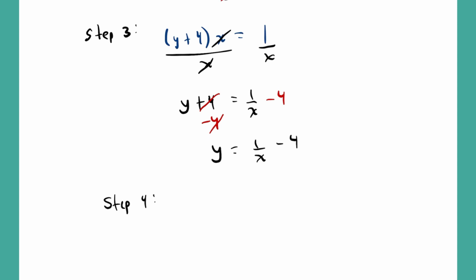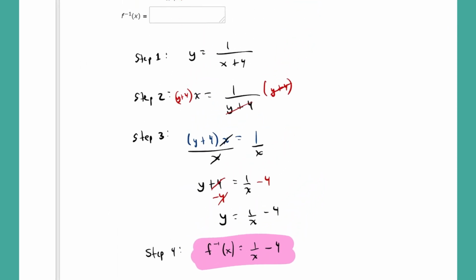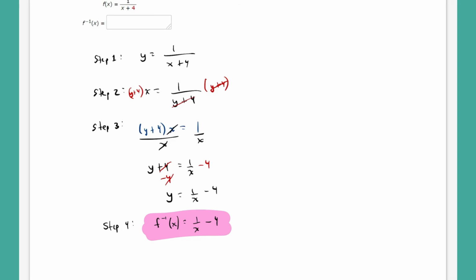And then finally, the final step would be to change y to f inverse. So we're just changing the label from y to f inverse. And that is our final answer. So that's a 4-step process. So it's going to be 1 over x minus 4. That concludes this section.